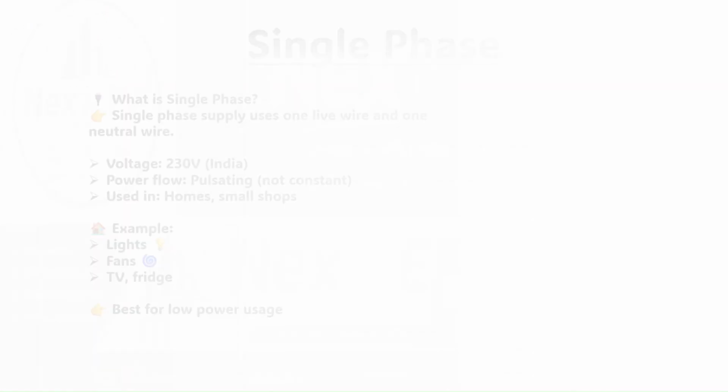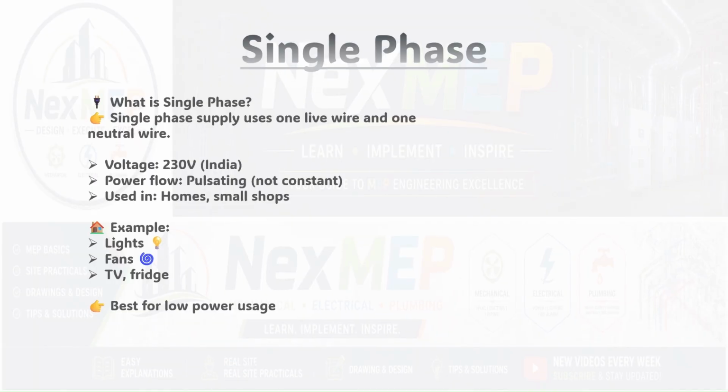Great, now let's move on to our second topic: single-phase and 3-phase supply. Let's start with single-phase. A single-phase supply uses just 1 live wire and 1 neutral wire. In India, the standard single-phase voltage is 230 volts. The important thing to note is that the power flow in single-phase is pulsating, meaning it's not constant, it goes up and down like a wave. Single-phase is commonly used in homes, small shops, and small offices.